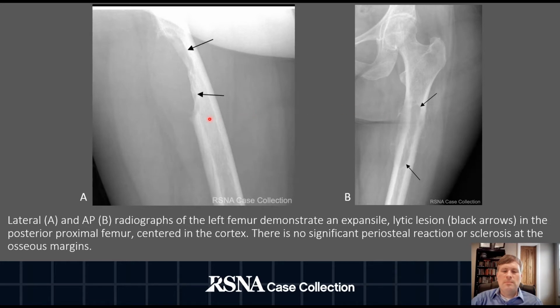Initial lateral and AP radiographs of the left femur demonstrate an expansile lytic lesion based on the cortex. There is a lack of periosteal reaction, and there is no significant bony sclerosis along the margins of the lesion. There is also no internal matrix.